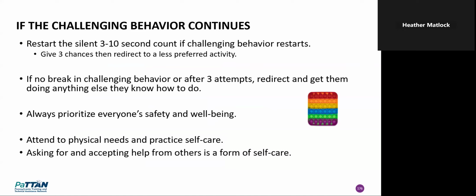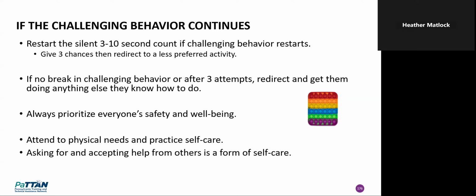Right, what happens if you try to pause and do the silent count, but they go back to doing the challenging behavior? Well, you're going to wait it out and restart your count. You may shorten that pause so you can make it more reachable. If you try this after 3 attempts and they're still doing the challenging behavior, there's really no break in the behavior.